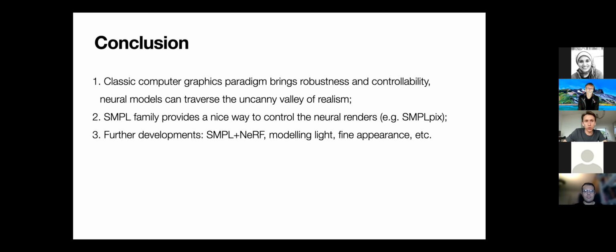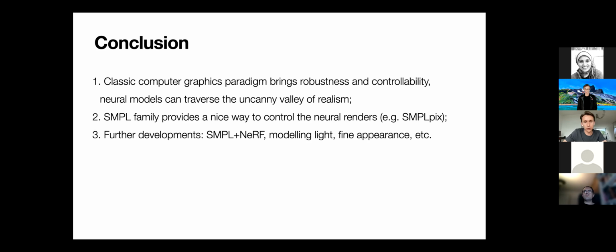So I would like to conclude now by outlining some of the take-home messages. The first one is that obviously the classic computer graphics approaches have certain strong advantages, which are robustness and controllability. But we can definitely explore neural models to traverse this final uncanny valley of realism. And in that sense, SIMPLE, in my personal opinion, provides great capabilities as the backbone for neural rendering.